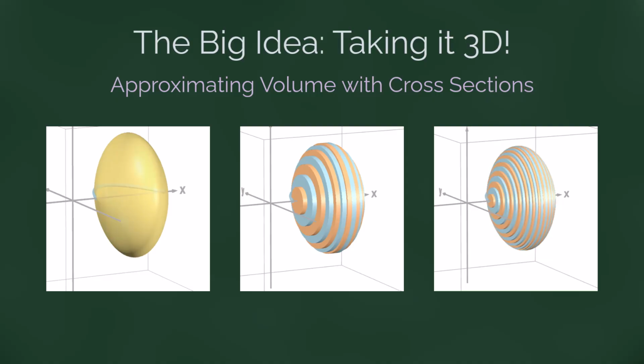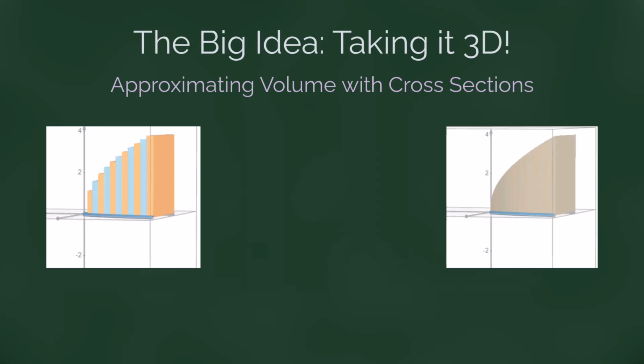We can take that idea into 3 dimensions by considering approximating volumes by using the area of various cross-sections. We can approximate our volume by letting volume be approximately equal to the sum from i equals 1 to n of A of x sub i delta x, where A of x sub i is going to represent the area of a cross-section.